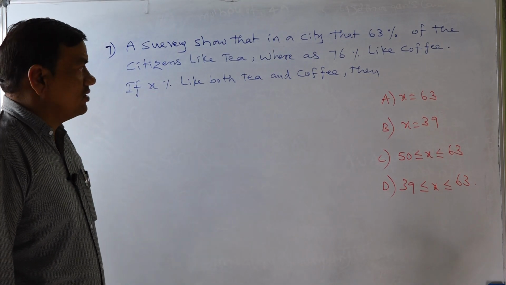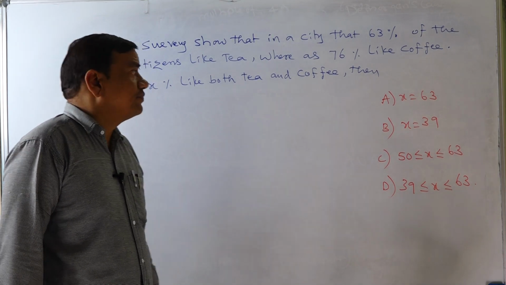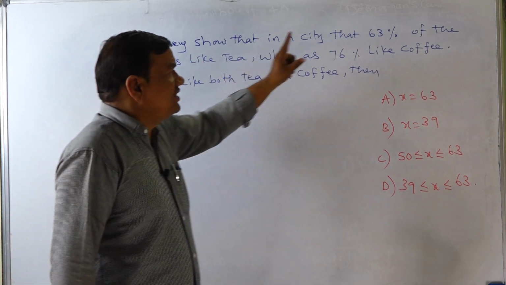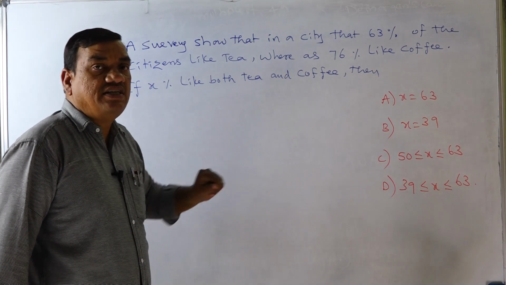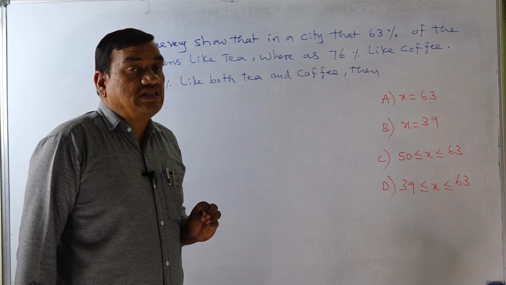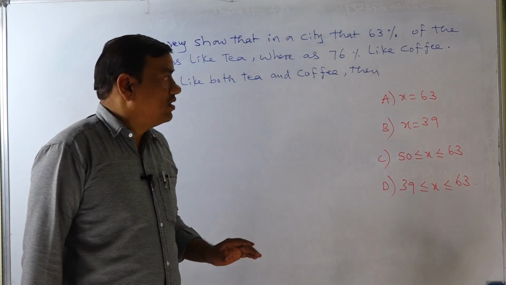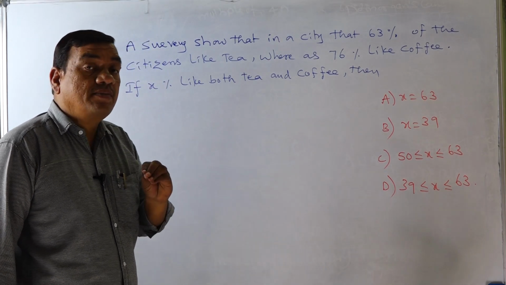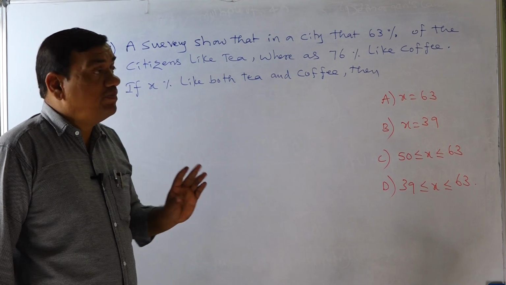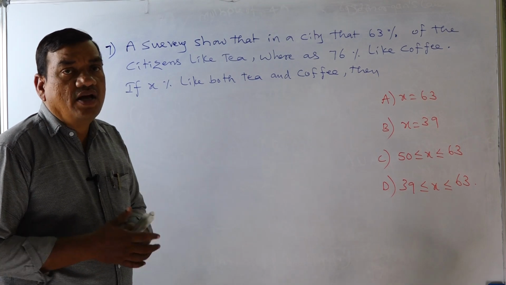First thing you have to get from this problem is, in a city some persons are there, out of that 63% like tea and 76% like coffee, but there are some persons who do not like both tea and coffee. Understand that a percentage of persons will also be there who do not like both tea and coffee. That should be kept in mind.